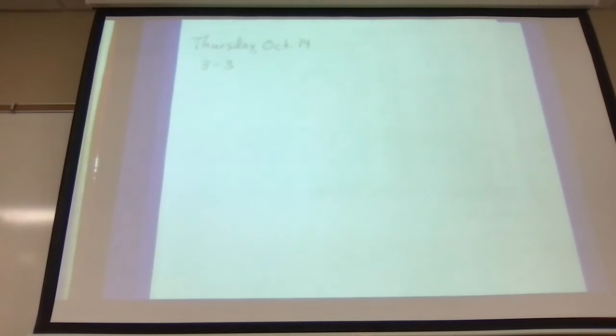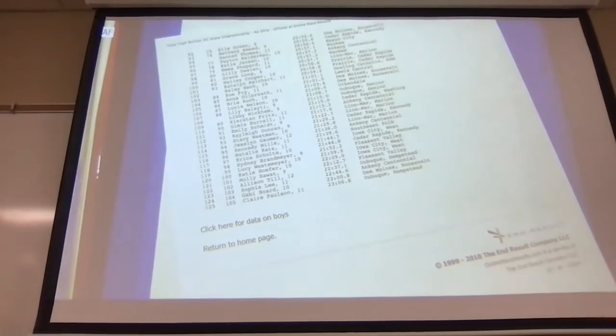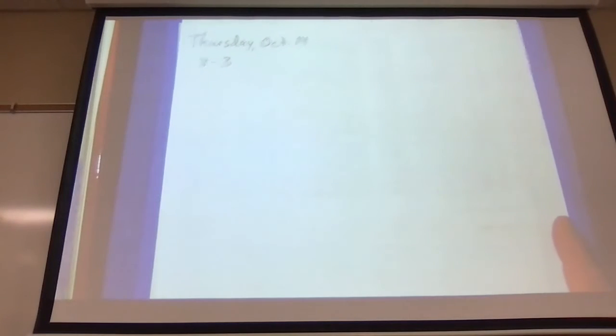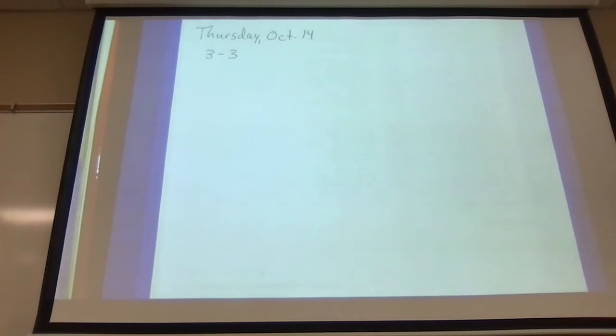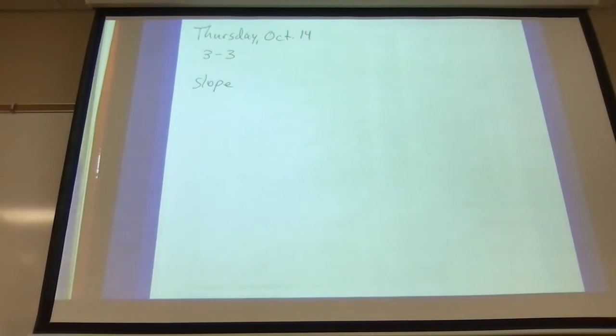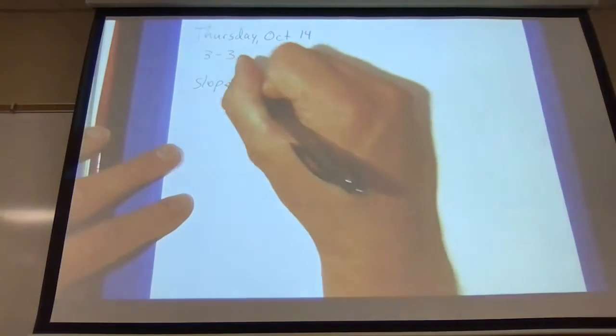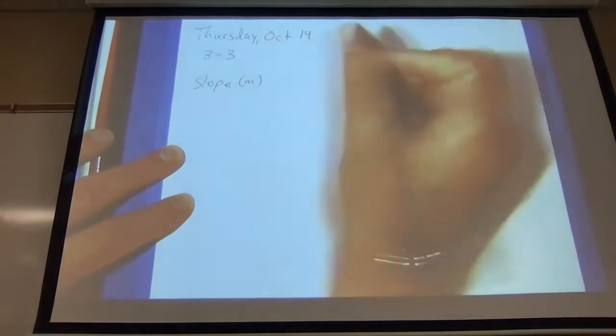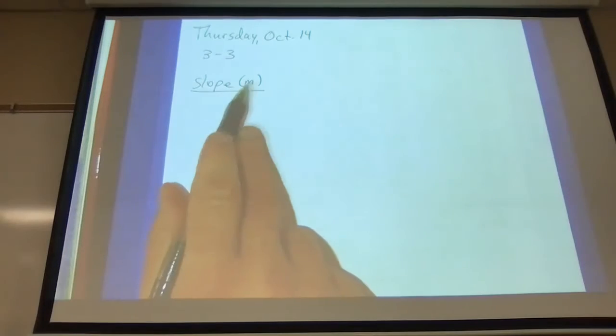Okay, the thing we are reviewing today is called slope. Hopefully you remember doing slope last year. Okay, slope. If you remember back to last year, we had a letter we used to represent slope. It was a lowercase m. And a lot of times you'll see us abbreviate slope with an m.